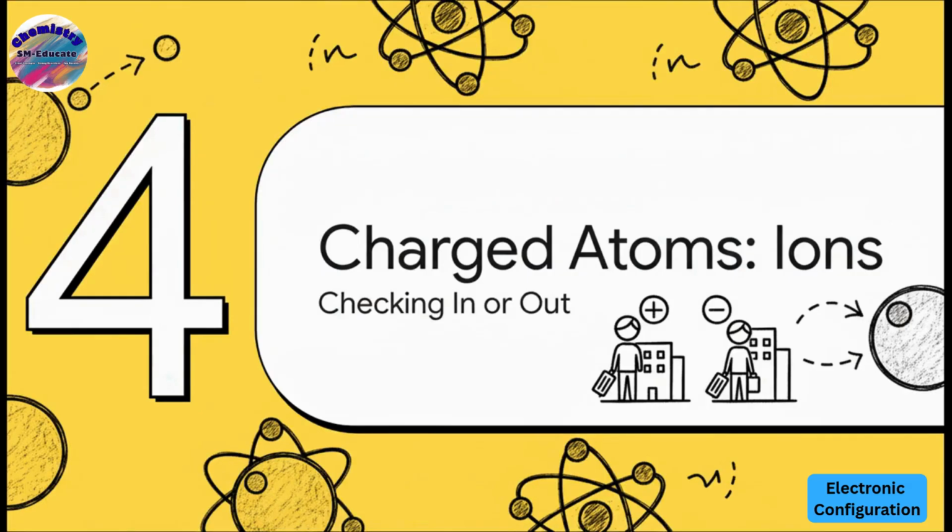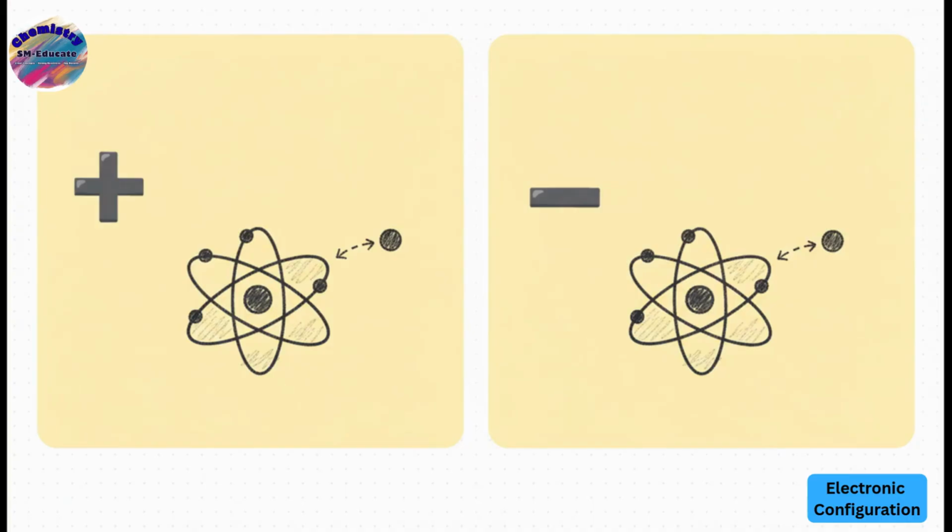But of course, atoms aren't always neutral, right? They can gain or lose electrons. And when they do, they become charged ions. This is kind of like a hotel guest checking out early or a new one showing up unexpectedly. It changes the registry, so let's see how that works. There are 2 flavors of ions. Cations are positive, and that's because they've lost 1 or more electrons. To figure out how many electrons are left, you just subtract the charge from the atomic number.